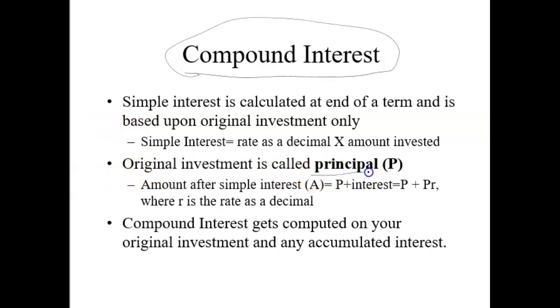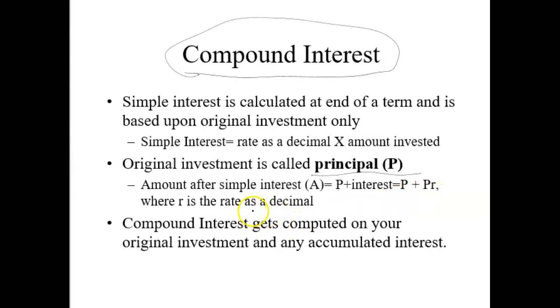Anytime you make an investment, we call the amount you invest the principal. And so the amount you have after simple interest is the principal plus the interest. So the interest would be the principal times the rate of interest. And this is just assuming it's in there for one term or 1 year.